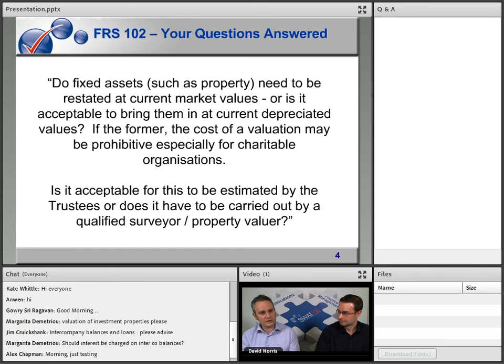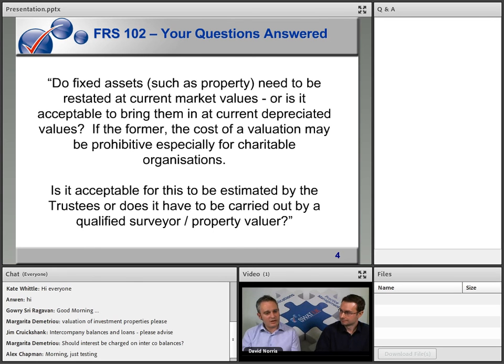So on transition to FRS 102, it's purely optional, you could choose to revalue your fixed assets and bring them in at a revaluation. That's not a policy of revaluation, so you don't have to revalue again, but you can bring them in at transition at this revalued amount. But that's a choice. You would only do that if you think, hey, what a great idea for improving my balance sheet. So you can absolutely leave your properties at depreciated historical cost if that's what you want.